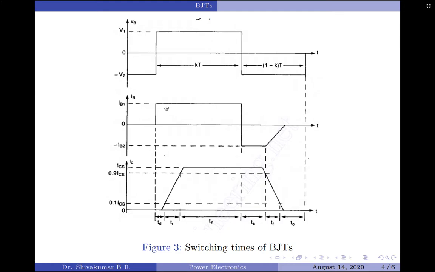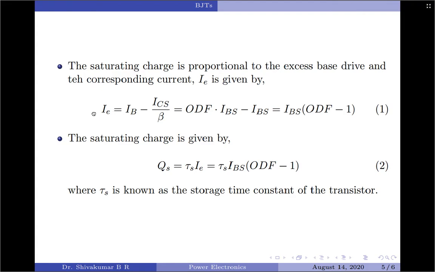This extra charge, which is also called the saturating charge, is proportional to the excess base drive, and the corresponding current at the emitter is given by IE equals IB minus IBS. But since IBS and ICS are related by beta, instead of writing IBS, I will write ICS divided by beta. Now, IB is related to IBS with respect to ODF. So, IB is ODF into IBS minus IBS, which is IBS multiplied by ODF minus 1.